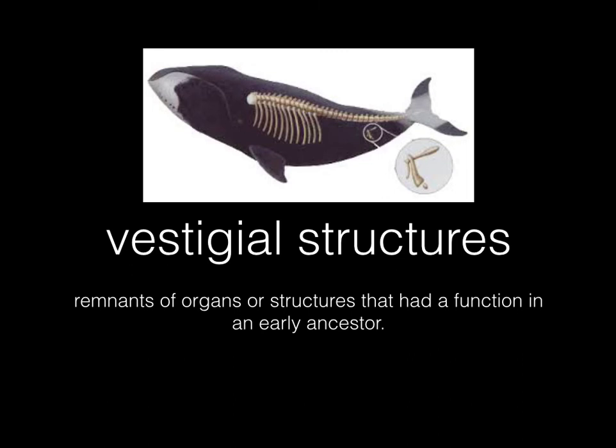Vestigial structures, these are remnants of organs or structures that had a function in an early ancestor. So there are certain animals or organisms that have these vestigial structures, and basically they don't have a function for them now, but they did at one point in their evolutionary cycle. So we have a whale here, and we have a pelvic bone and a femur. This doesn't really do anything for the whale at this point, but the theory states that it once may have functioned as a hind leg bone before the whale had evolved.